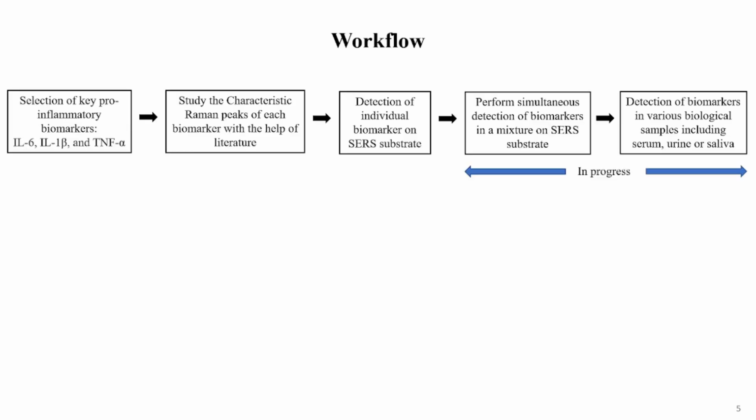Now, talking about the workflow, firstly, I had to select key pro-inflammatory biomarkers, which are interleukin 6, interleukin 1 beta, and TNF alpha. These are the three prominent pro-inflammatory biomarkers which are generally released during inflammation. During the onset of a disease, some of the most important biomarkers which are released are these three which I have mentioned. Later I had to do a literature study to understand the characteristic Raman peaks for each of them.